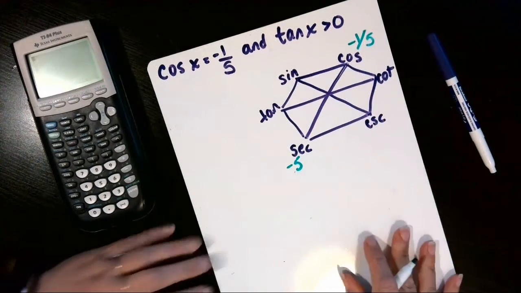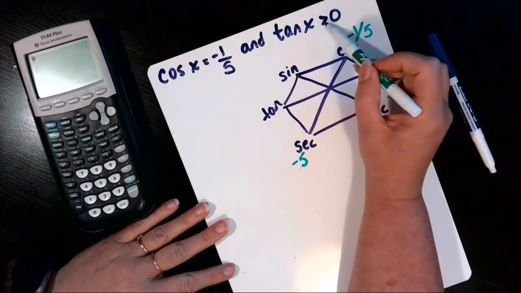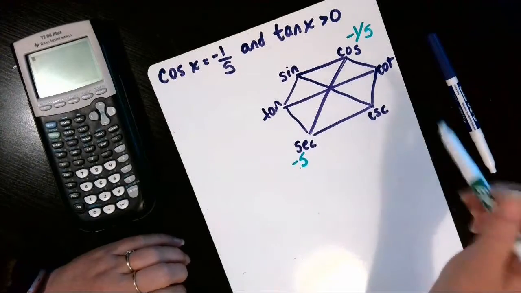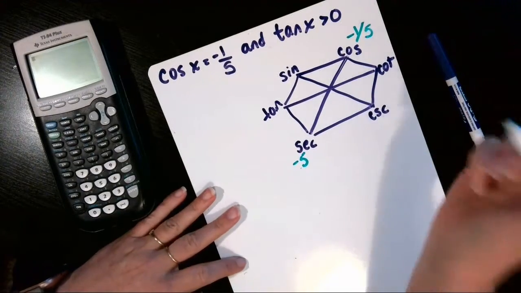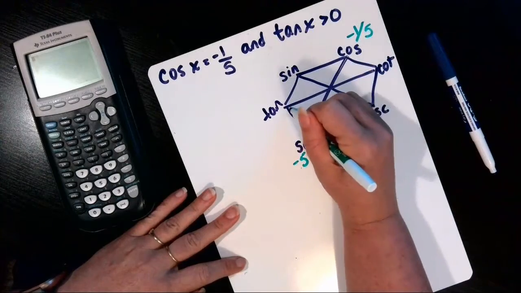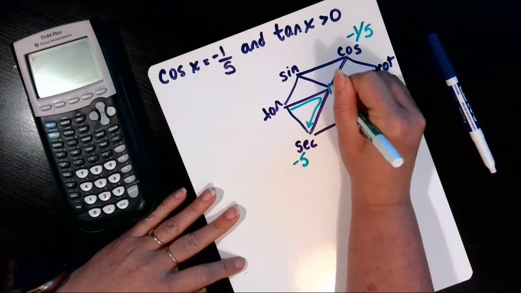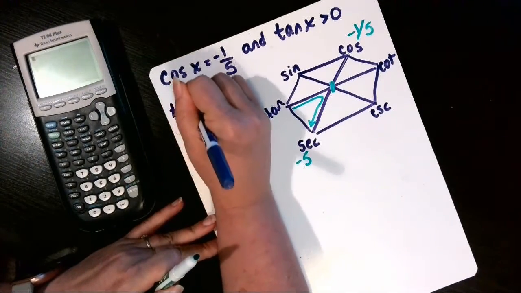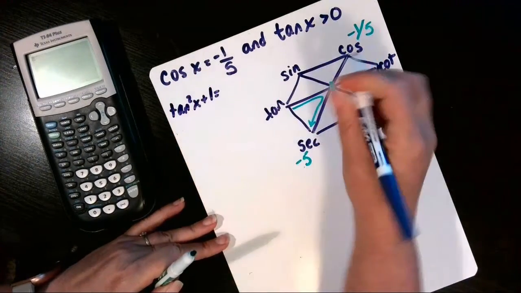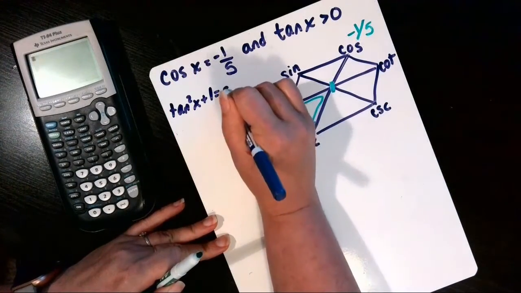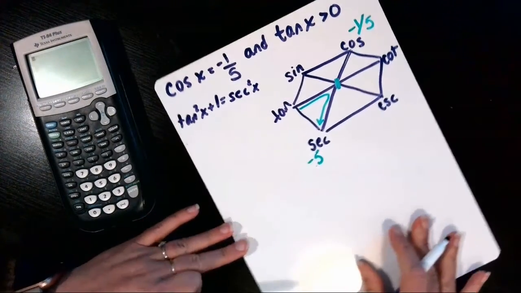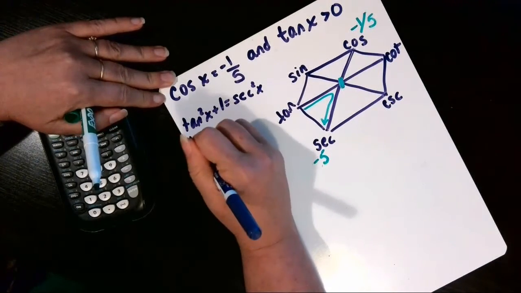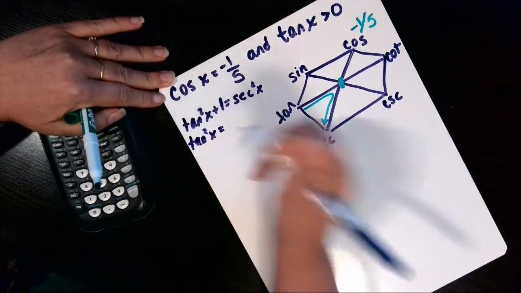Okay. Now the tangent we know is positive, but we don't know its value. So in order to find these others, we're going to need to use a Pythagorean identity. And since I don't want to deal with that fraction, I'll go ahead and use this Pythagorean identity here where the tangent squared of x plus 1 is equal to the secant squared of x.